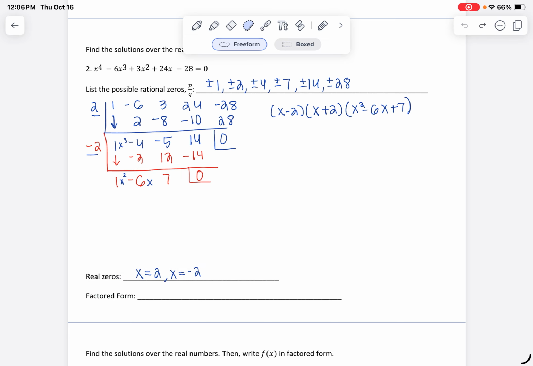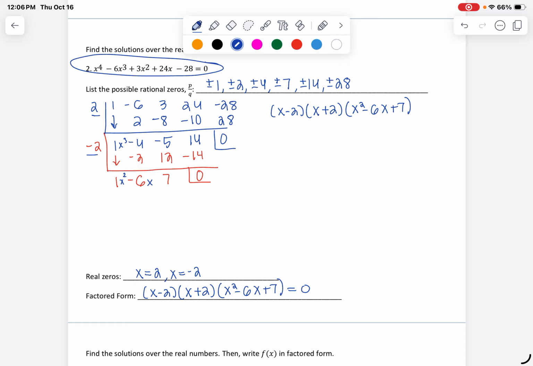I want to copy and paste this. Copy, paste, and don't forget your equals 0, because we are factoring this. Oops, not with that 2. We're factoring this, okay? And I need to find my other 2 zeros, right?